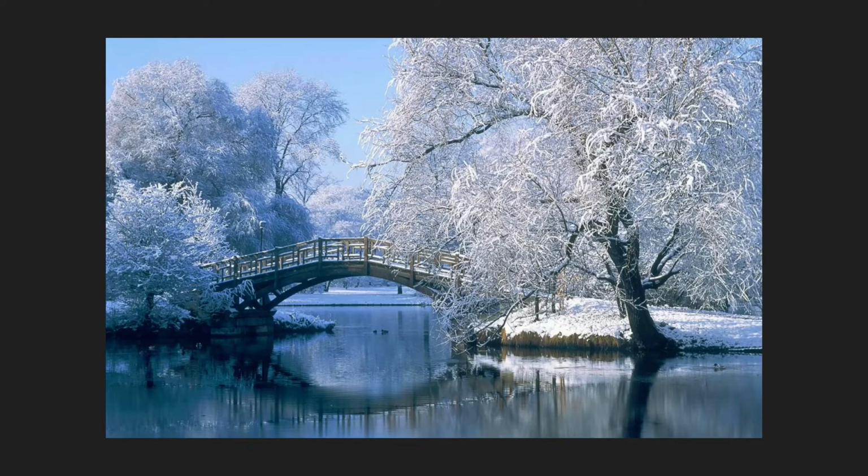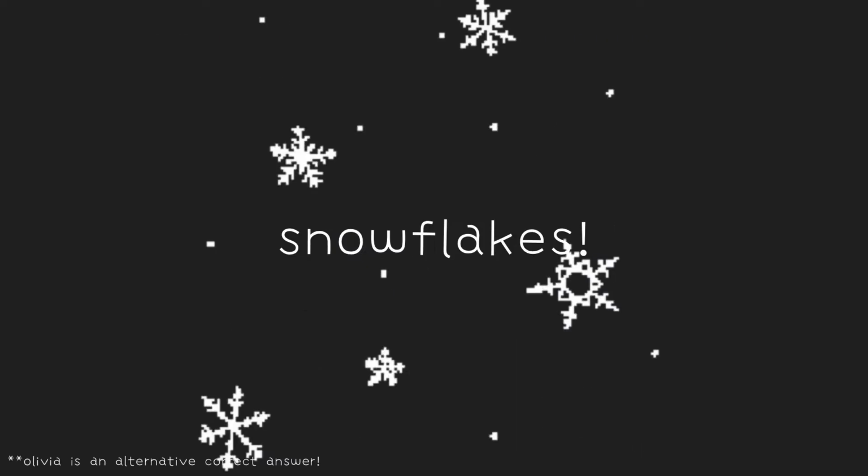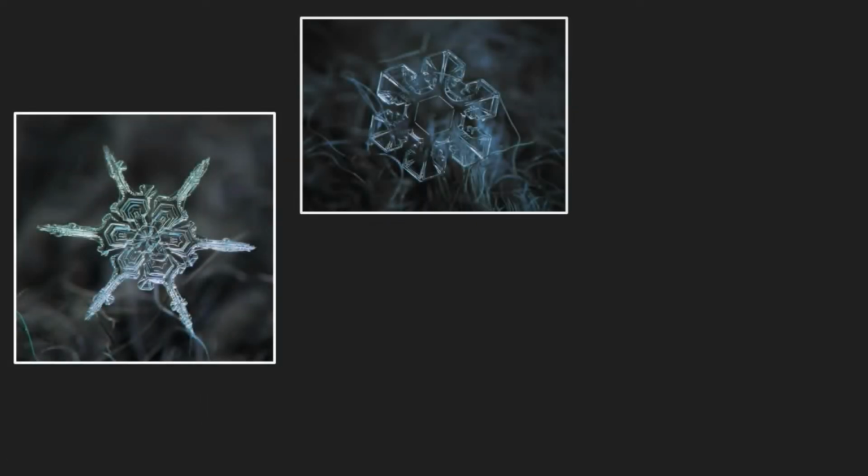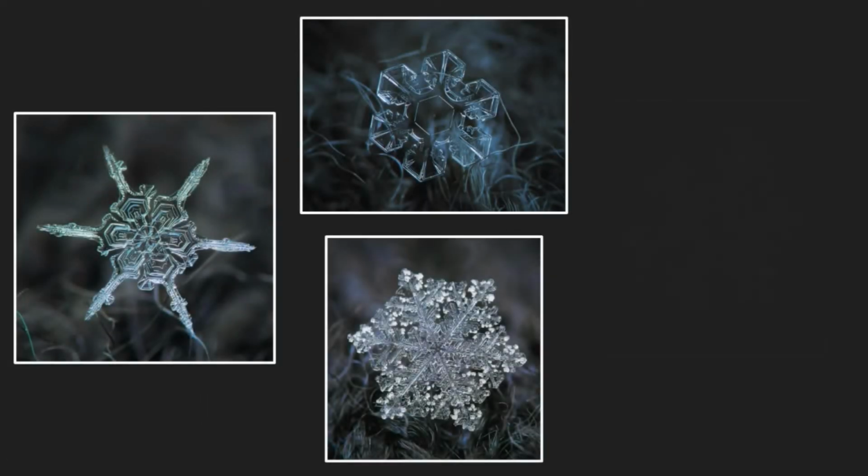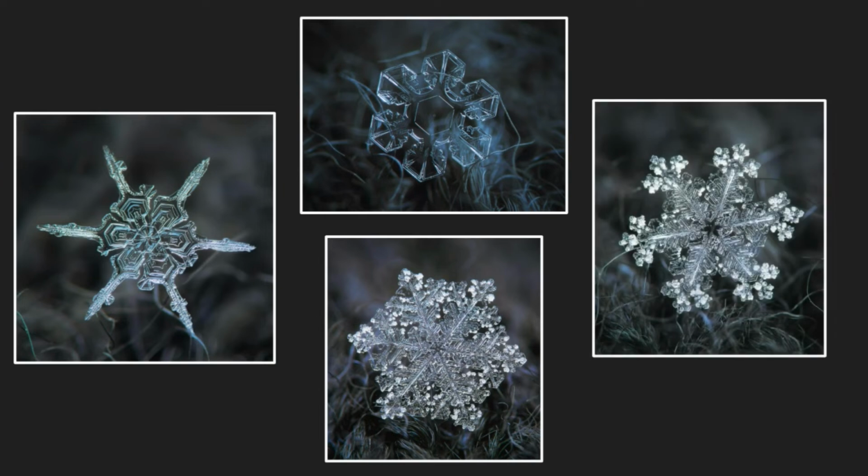What is one of the most beautiful things about winter? Snowflakes. In the real world, they're beautiful ice crystals that fall from the sky that display unique repeating patterns of symmetry, like the ones shown on the slide. While they may just seem like delicate patterns of ice, there's a lot more going on.